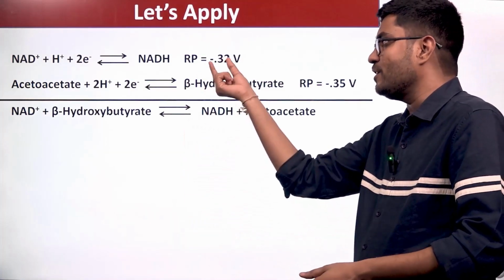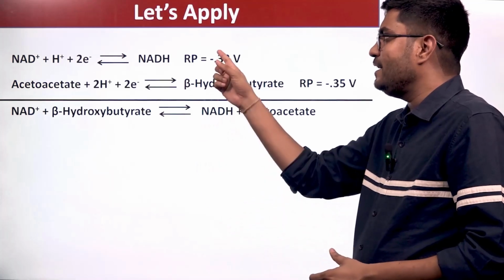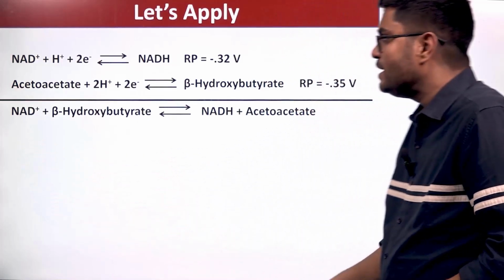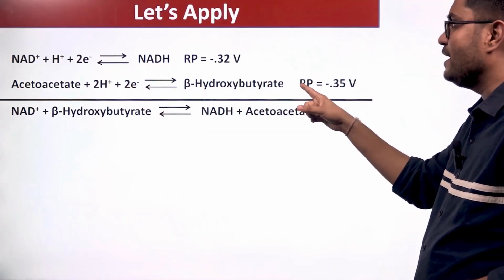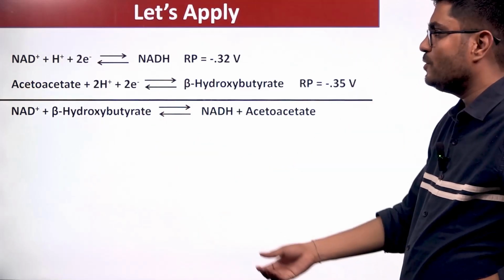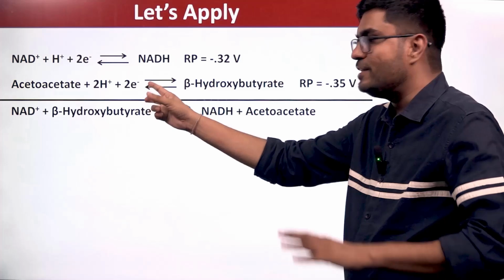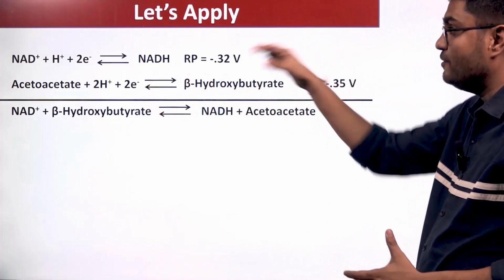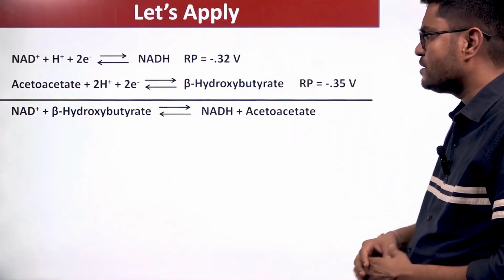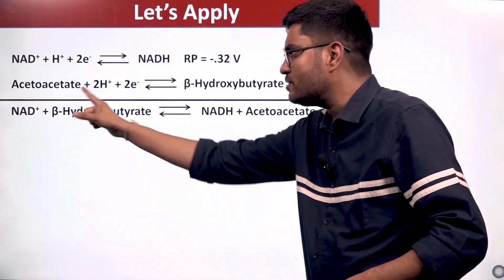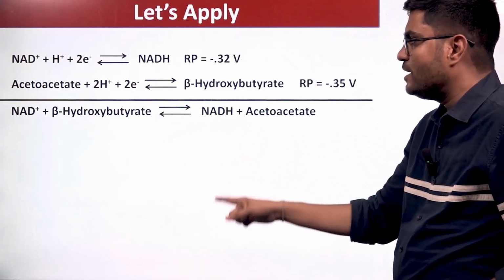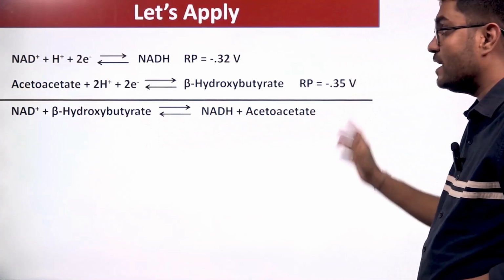Since the reduction potential of NAD plus is high, it would like to accept the electron. So NAD plus is accepting the electron. This reaction will not occur in the forward direction, it will start occurring in the backward direction, because the reduction potential value is low, so acetoacetate cannot accept the electron. Instead, beta hydroxybutyrate will give the electron, because its reduction potential value is lower than this process. So NAD plus will accept 2 electrons given by beta hydroxybutyrate, and NAD plus will convert into NADH, and beta hydroxybutyrate will convert into acetoacetate.